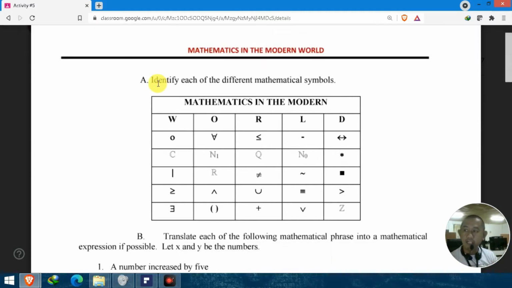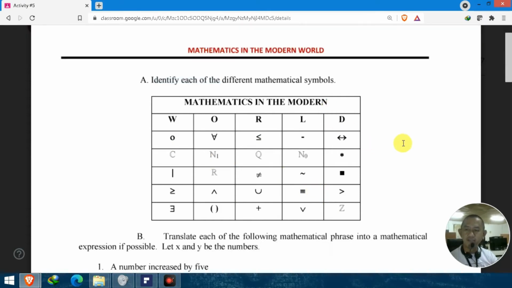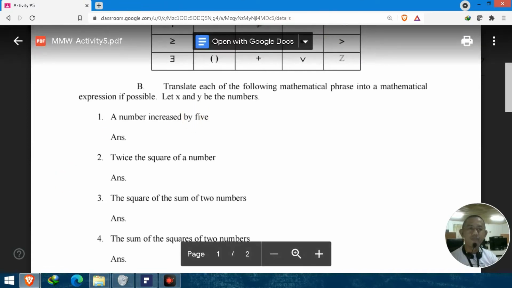Like for example, let me explain first. What you are going to do is identify the name of the symbol. You have the answer in the module. Then for this one, you are going to translate these statements into a mathematical phrase. Simple lang.